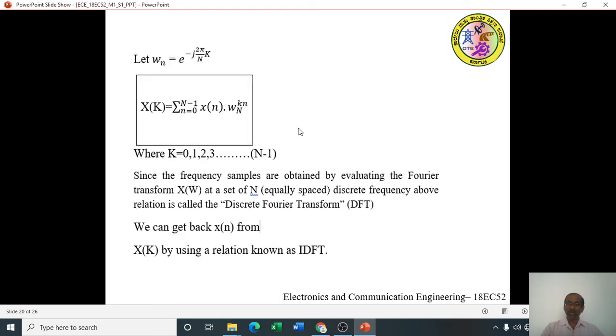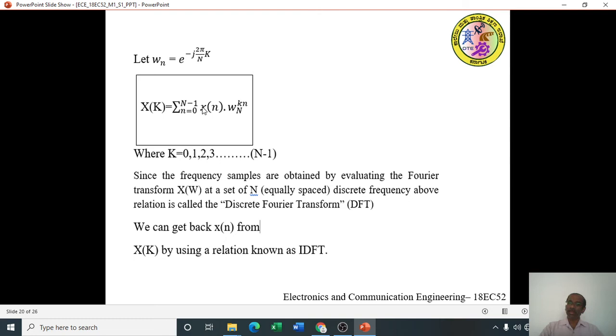And what we will do now is we represent this e power minus j 2 pi by N by using the twiddle factor or phase factor defined by omega N. Omega capital N is equal to e power minus j 2 pi by N. Therefore, our DFT formula becomes X of k is equal to summation 0 to N minus 1 x of n into omega N power kn.